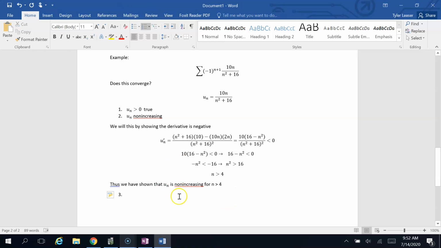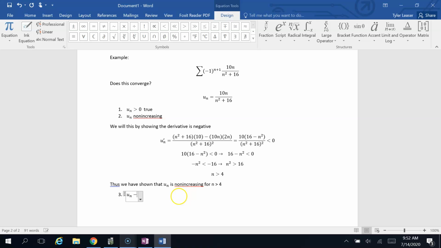The last thing that we had to show was that my u sub n as a sequence is going to 0.